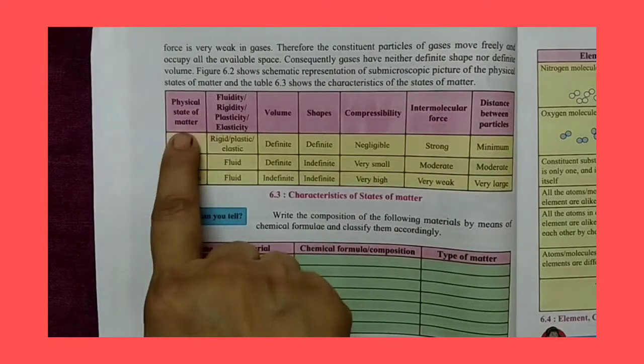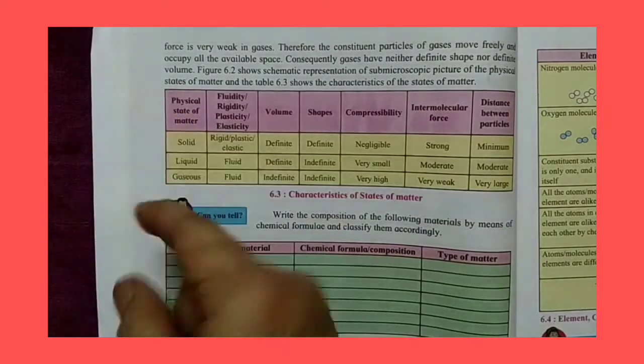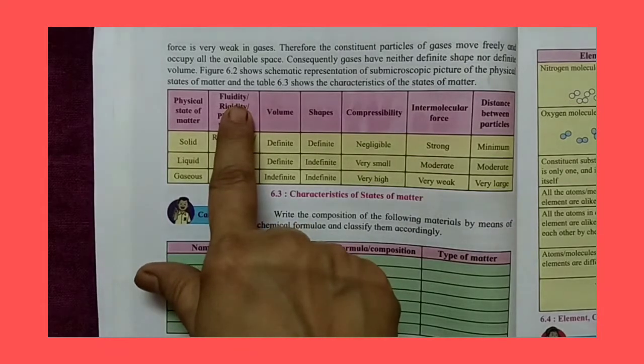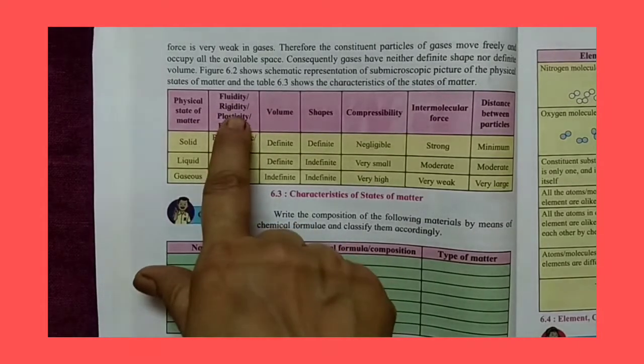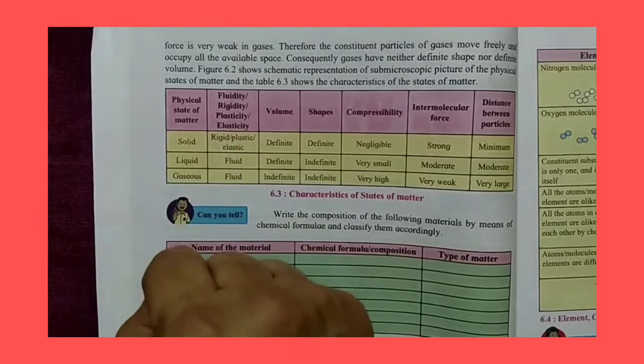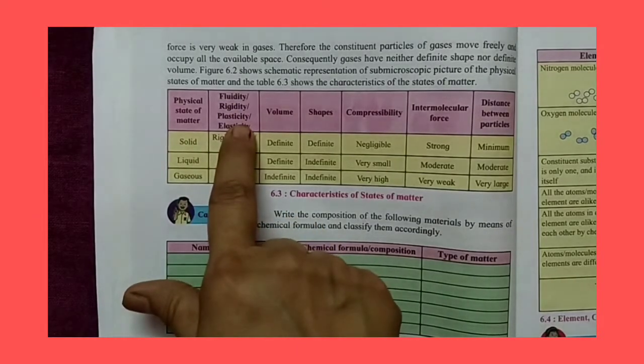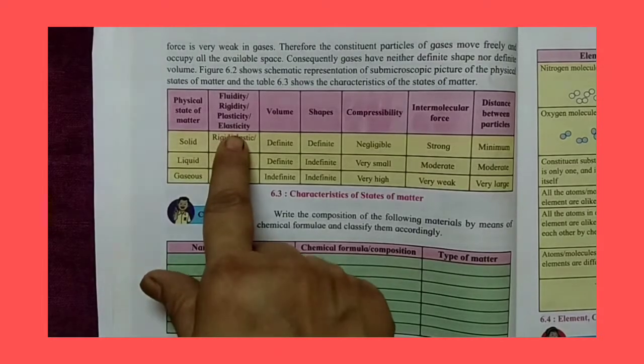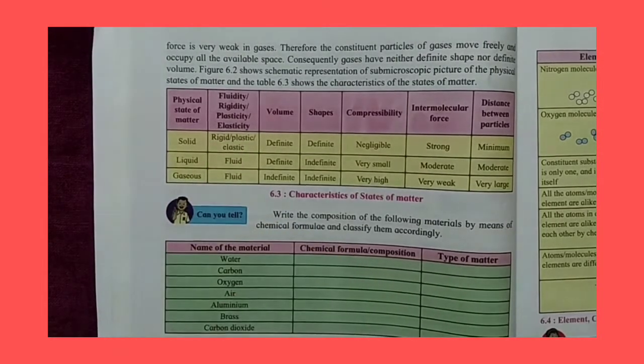Now let us see this. The physical state of matter, the physical state which we can see, that is solid. Fluidity, fluidity means how does it flow. Rigidity, whether it is rigid, can it change its shape. Plasticity, when we heat it, does it change its shape. And elasticity, elasticity is like a rubber band.